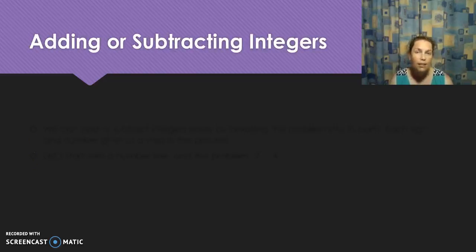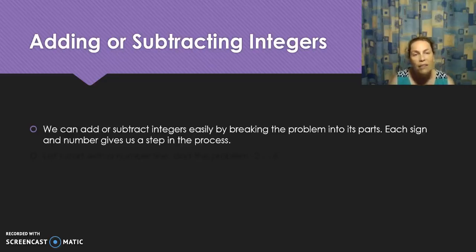Adding and subtracting integers is really easy, and there are a couple of tricks that I'm going to show you that will make sure that you get it right every time. We can add and subtract integers easily by breaking the problem into its parts. Each sign and number in the equation or the expression gives us a step in the process.